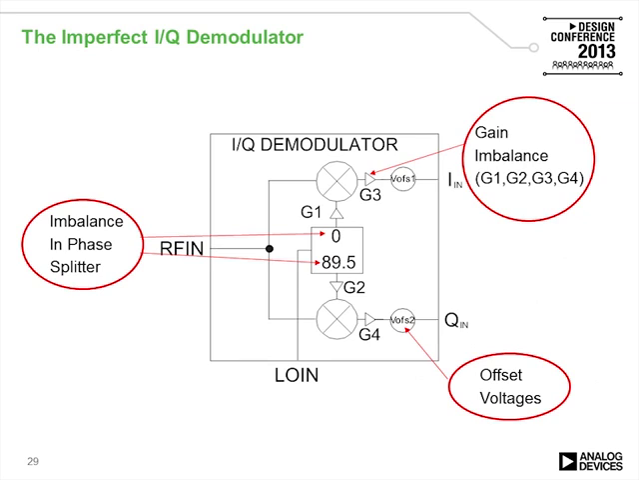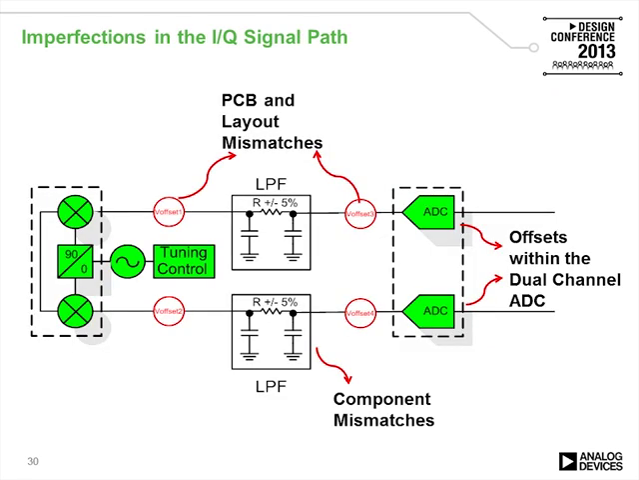And the imperfections of the system still exist. There's gain imbalances, phase offset voltages, imperfections in the in-phase splitter that could potentially be there. ADI tries to minimize these, and you can see that on our data sheets. We typically have less than 1 degree phase margin, which impacts the system much less than the external components will. And this is actually where things dominate, these PCB layout mismatches.